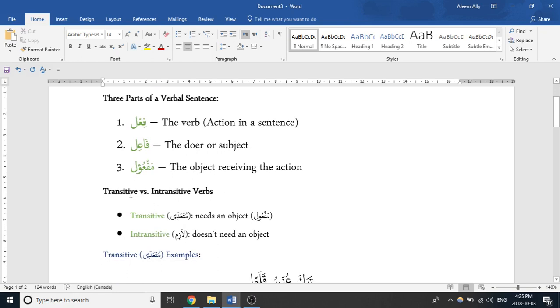So there are two types of verbs that come up when talking about the maf'ul. There's the transitive and then the intransitive. Transitive, which is muta'addi in Arabic, essentially means that it's a verb that needs an object, right? It needs an object in order to make sense. Without that object, it makes no sense. Then intransitive, which is lazim, means a verb that doesn't need an object, right?